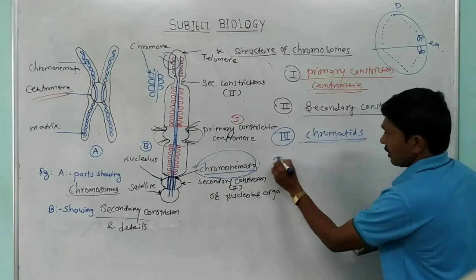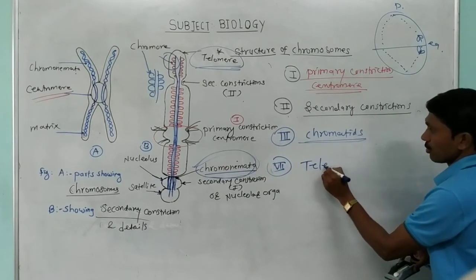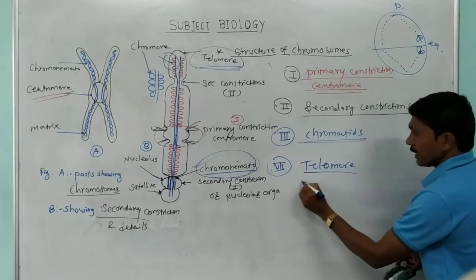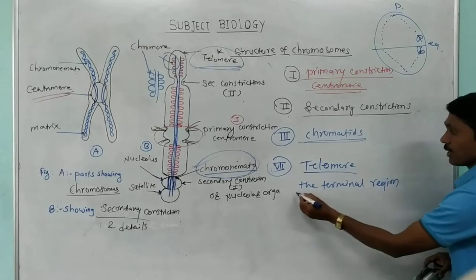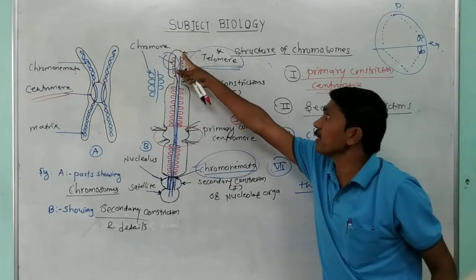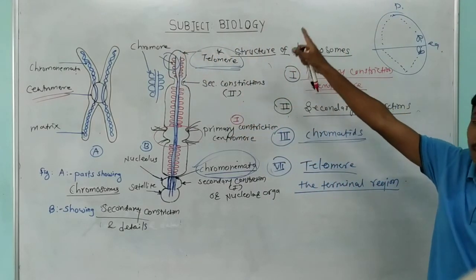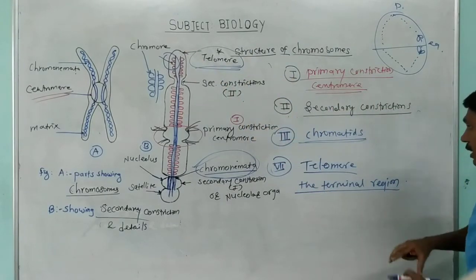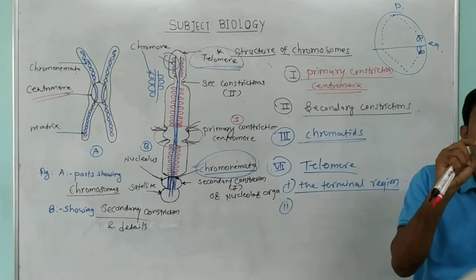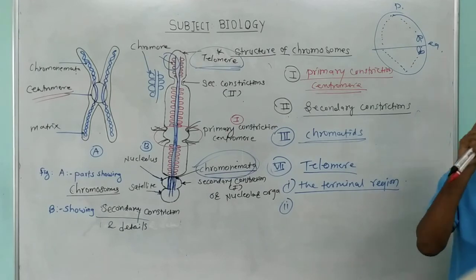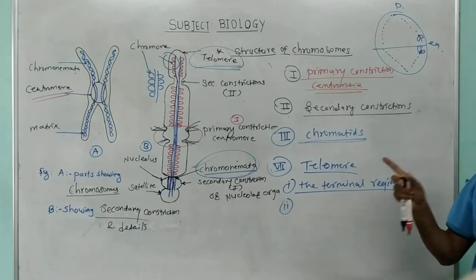Then seventh number of the structure of chromosomes is telomere. The terminal region of the structure of chromosome is called telomere. This is the terminal region of the chromosome. In this telomere, it allows the chromosome to get attached to the nuclear envelope. That is the function of telomere.